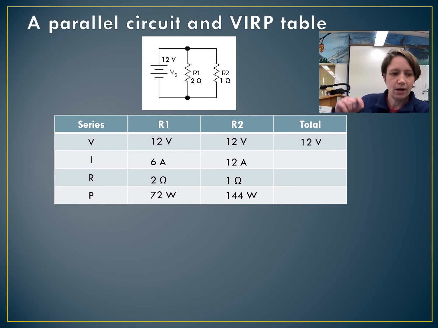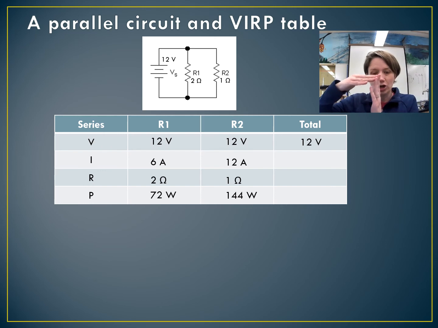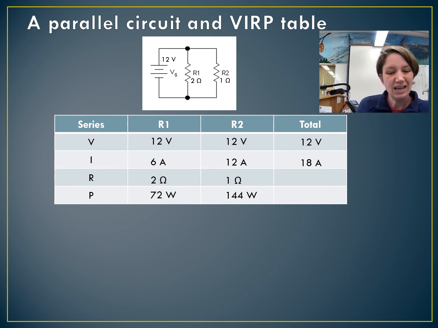So I think about, if I know that 6 electrons every second are going through R1 and 12 electrons every second are going through R2, how many electrons had to leave the battery to make that happen? Well, obviously, think about that junction where they split. If I'm going to have 6 go one way and 12 go the other, then I had to have 18 coming into that junction, which means the battery has to be spitting out 18 every second if I'm going to make that work.